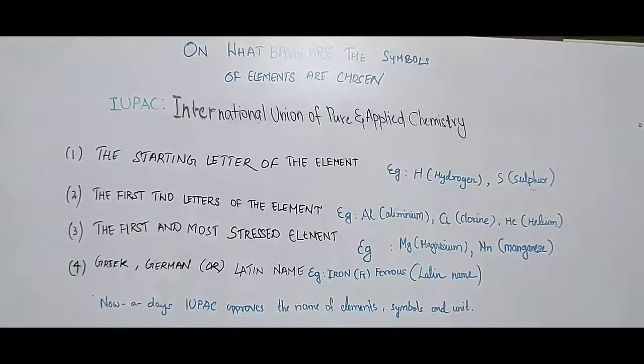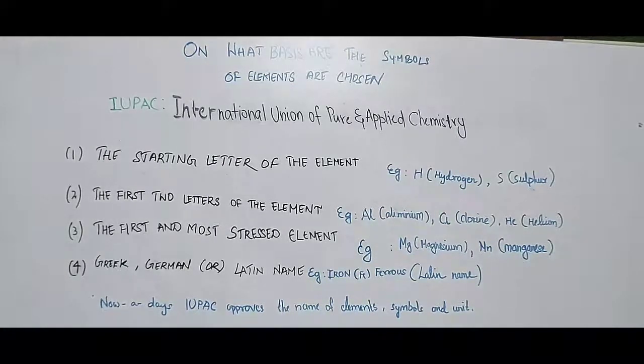When 2 elements have the same letter as starting letter, for example, let us consider hydrogen and helium. Both have H as its starting letter. So one of the elements will have the second letter or the most stressed letter after the starting letter as its symbol, which now leads us to the third point, the first and most stressed letter as its symbol.